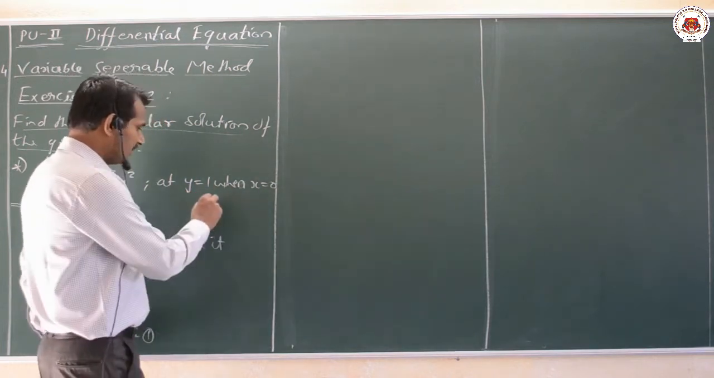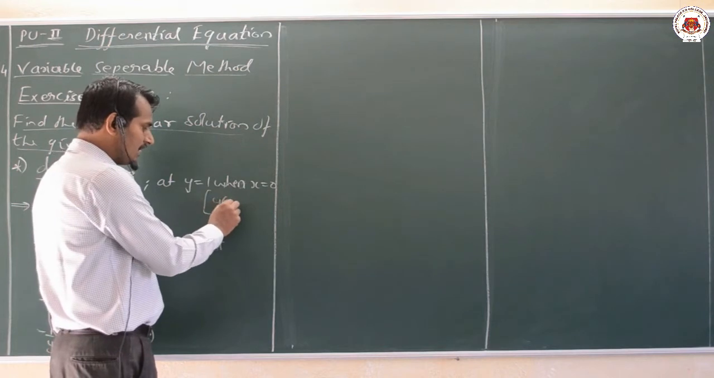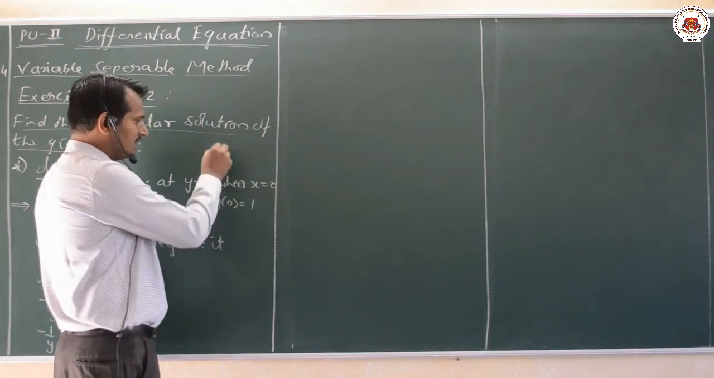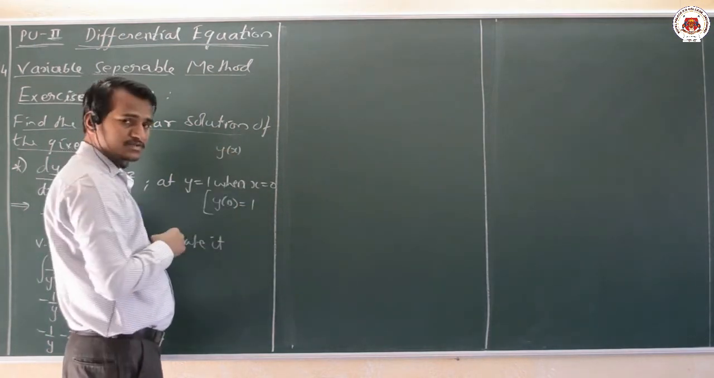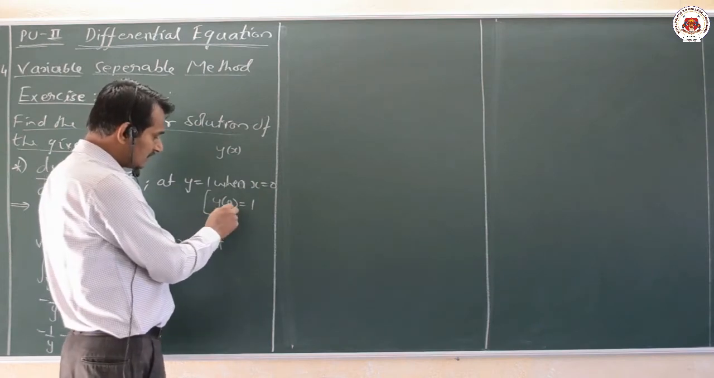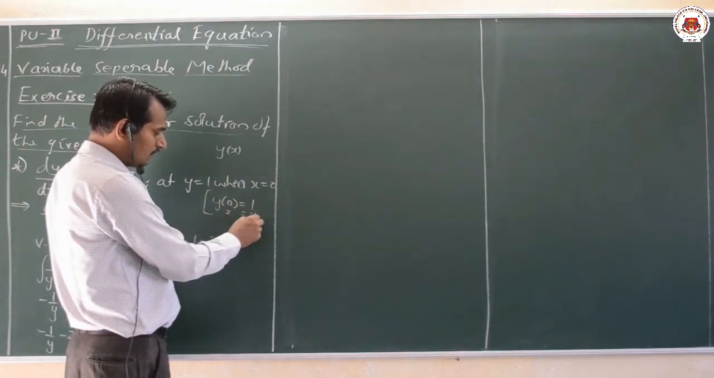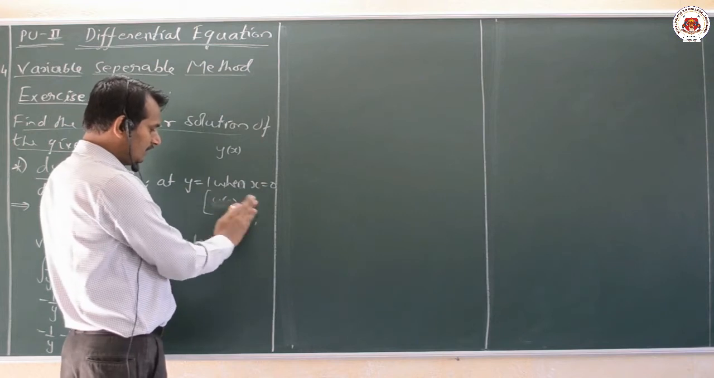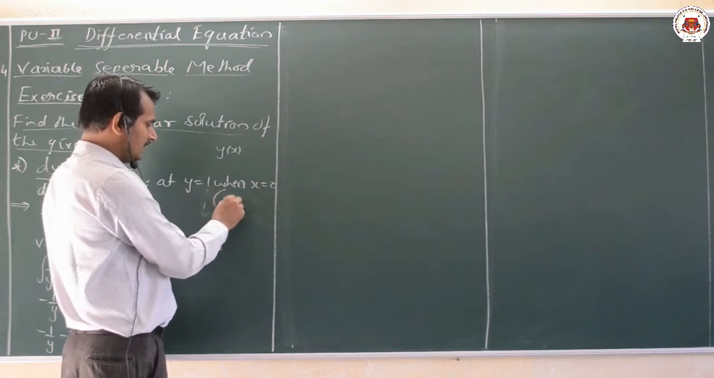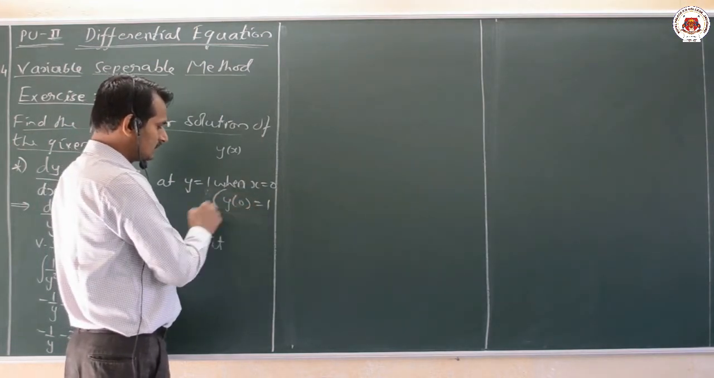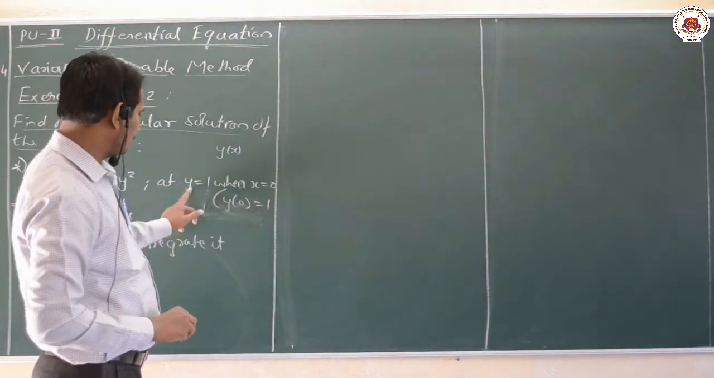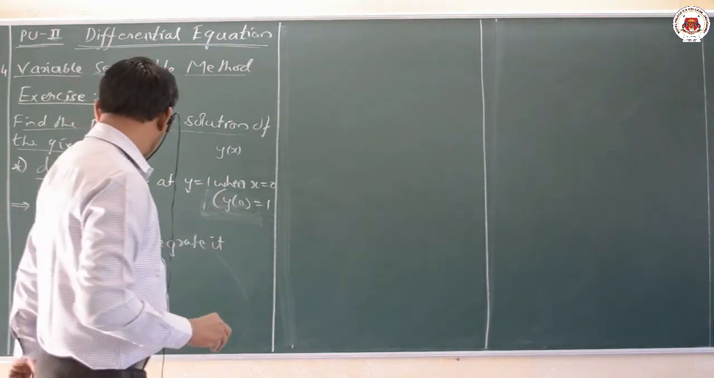This can also be written as y of 0 is equal to 1. That means y of x, so y of 0 is the value at x equal to 0 and y equal to 1. He may give it in this manner also, that is y of 0 is equal to 1, meaning y is equal to 1 when x equal to 0.